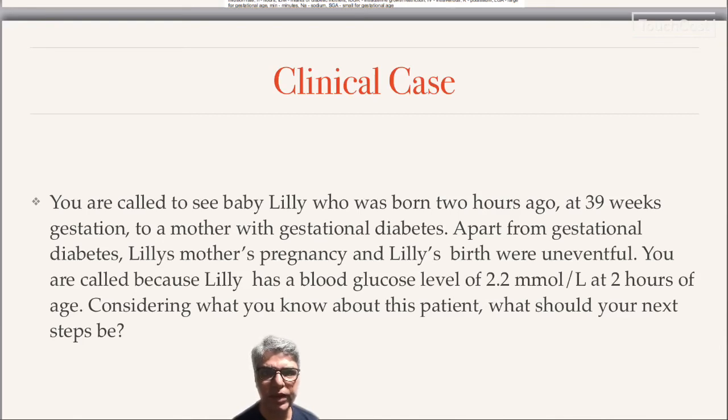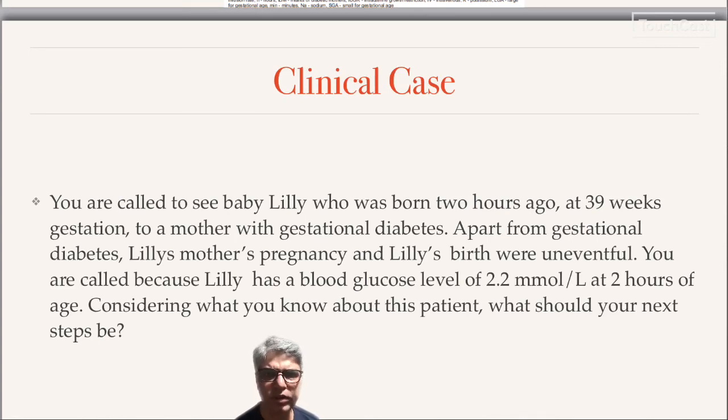So let's review the main learning objectives. Our objectives were to recognize which infants are at risk for neonatal hypoglycemia, how to diagnose transitional and persistent neonatal hypoglycemia, knowing the signs and symptoms of hypoglycemia, which infants should be screened for neonatal hypoglycemia, and how screening should be performed, and to know how to manage transitional and persistent neonatal hypoglycemia.